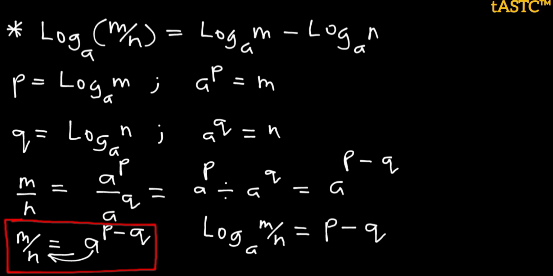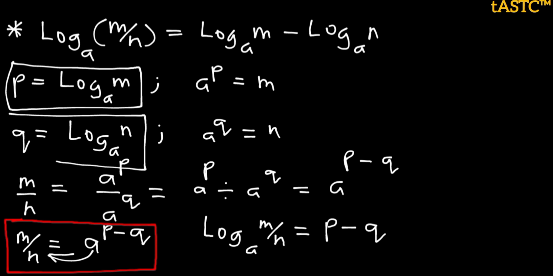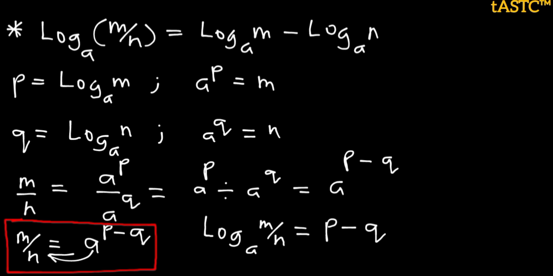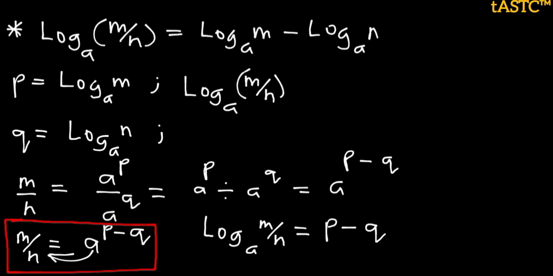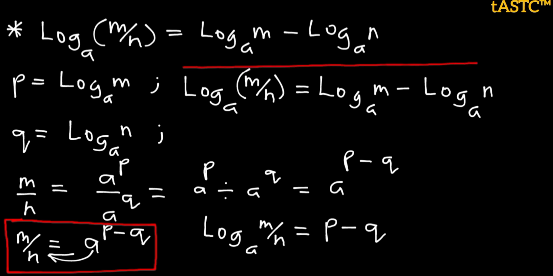Now we already know what p is. This is what we have as p. This is what we have as q. So we just need to replace it in that equation. So this is what we're going to have. Log to the base a of m divided by n is going to be equal to p, which we already know is log to the base a of m, minus q, which we already know is log to the base a of n. So that basically will be the answer. This is how to find it.